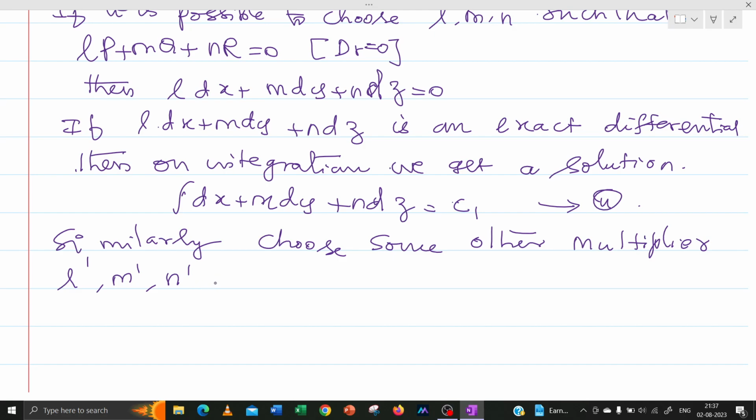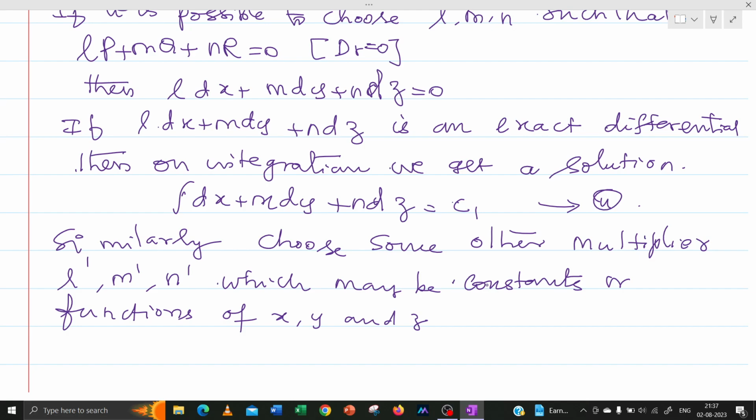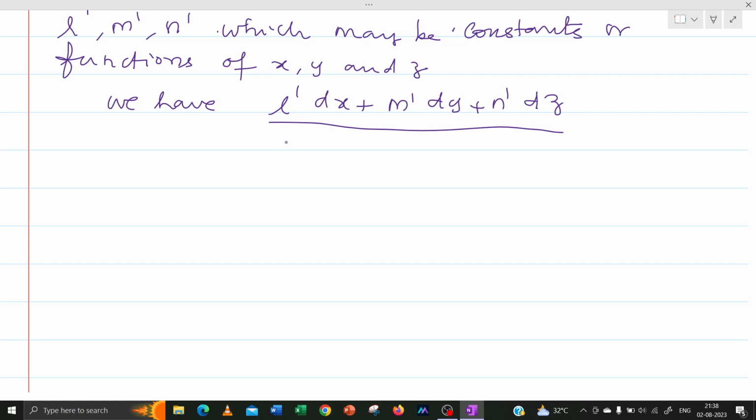So here also, these may be constants or functions of x, y and z. So here also we can have L dash dx, M dash dy plus N dash dz divided by L dash p plus M dash q plus N dash r, the same procedure. Even here we can take that as some constant k, say.